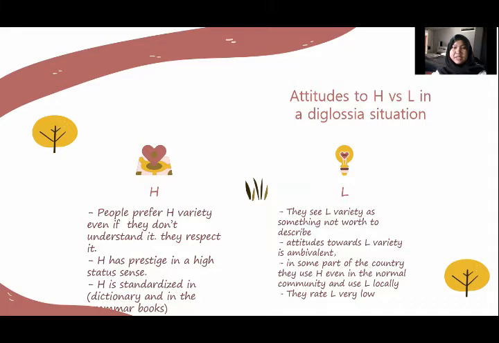Number three is in some parts of the country, they use H even in the normal community and use L locally. For the last is they read L very long.